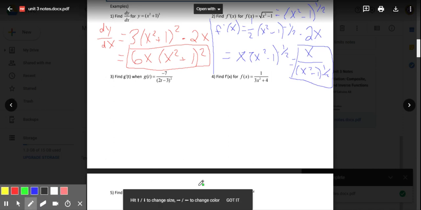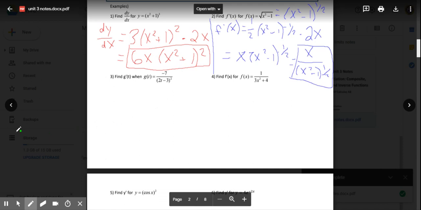All right, so moving down to our next one, g prime of t. This is our function g. We could use the quotient rule here, but that's going to get really ugly. So we're going to rewrite g of t. This isn't the derivative yet. We're just rewriting g of t as -7 times 2t minus 3 to the negative 2nd power. The reason we want to do this is so we can just use the chain rule. We don't need to use the quotient rule with the chain rule in it. This is just chain rule.